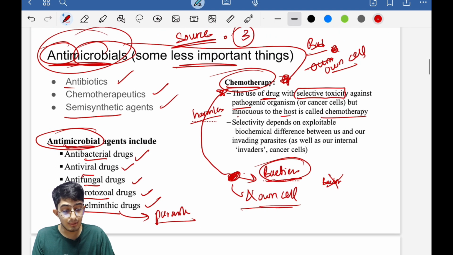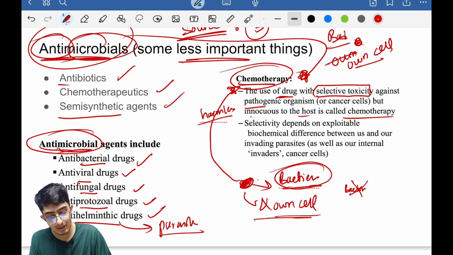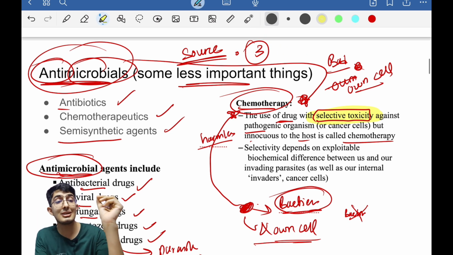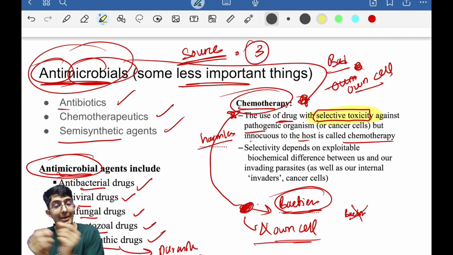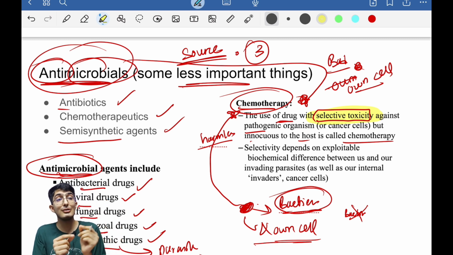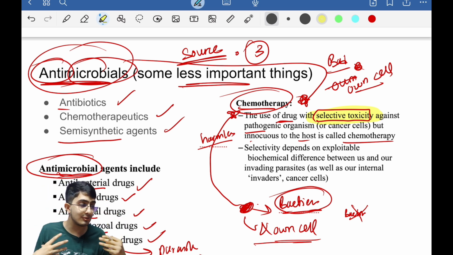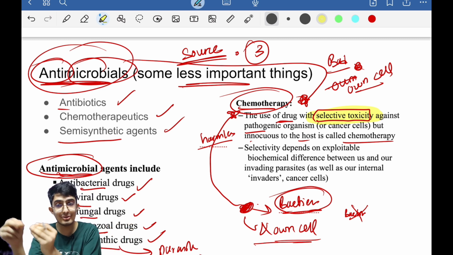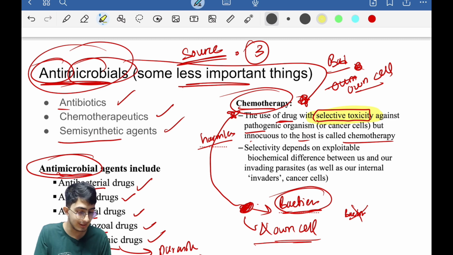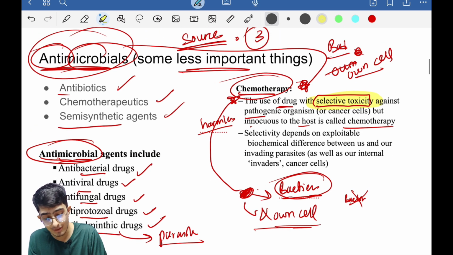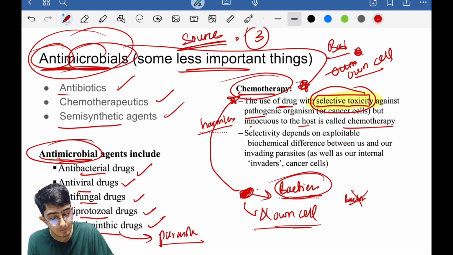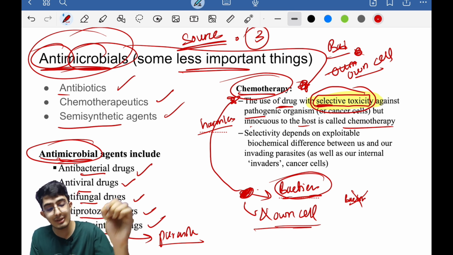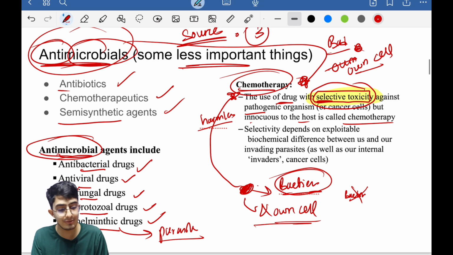So that is that. Now, there is this word called selective toxicity that I highlighted. So how does the penicillin drug differentiate between the bacteria and our own cells? In order to only kill the bacteria and not our own cells, the penicillin should differentiate: this is bacteria, so I should kill it, and this is our own cell, I should not kill it. So this way by which the penicillin knows which thing to selectively kill, to selectively kill only the bacteria, is known as selective toxicity.